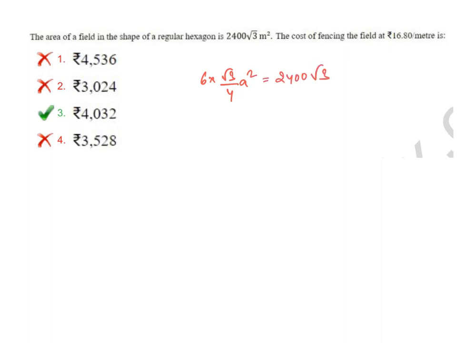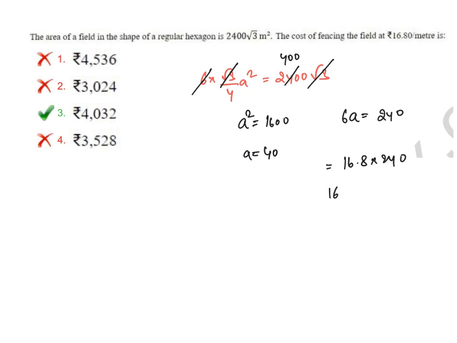Anyway, root 3 cancels. 6 ones are 6, 400s are 2400. A square is equal to 1600. Therefore, A is equal to 40. Fencing means perimeter, that is 6A. That is 6 into 40, 240. Therefore, 240 meters. Each meter is 6.8 into 240.